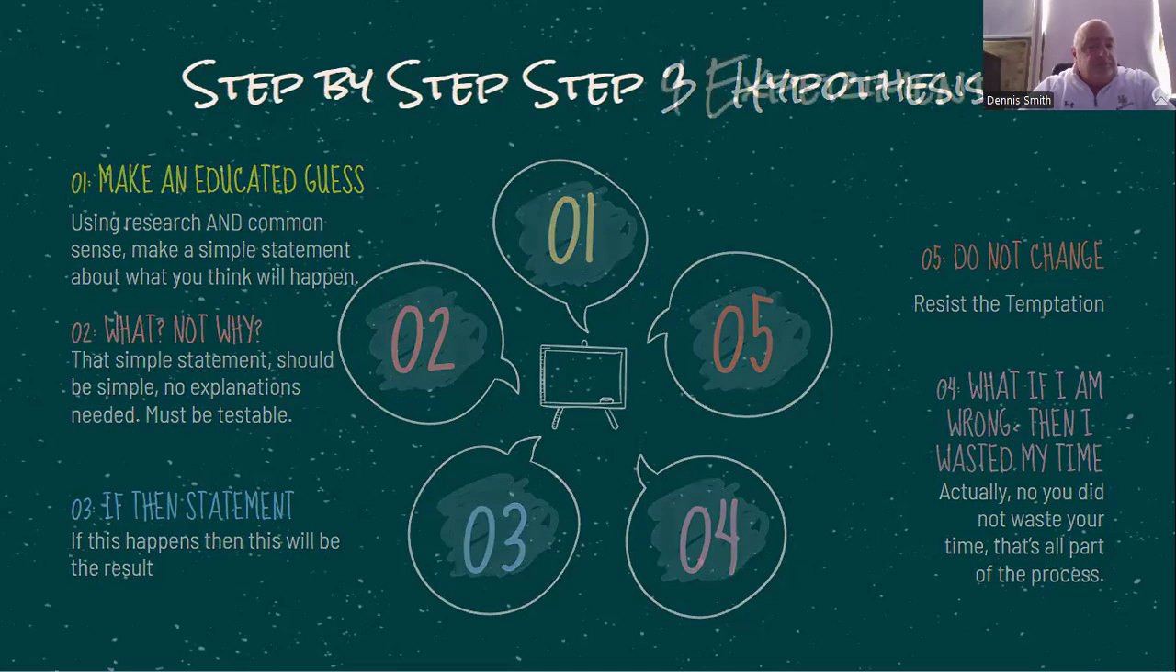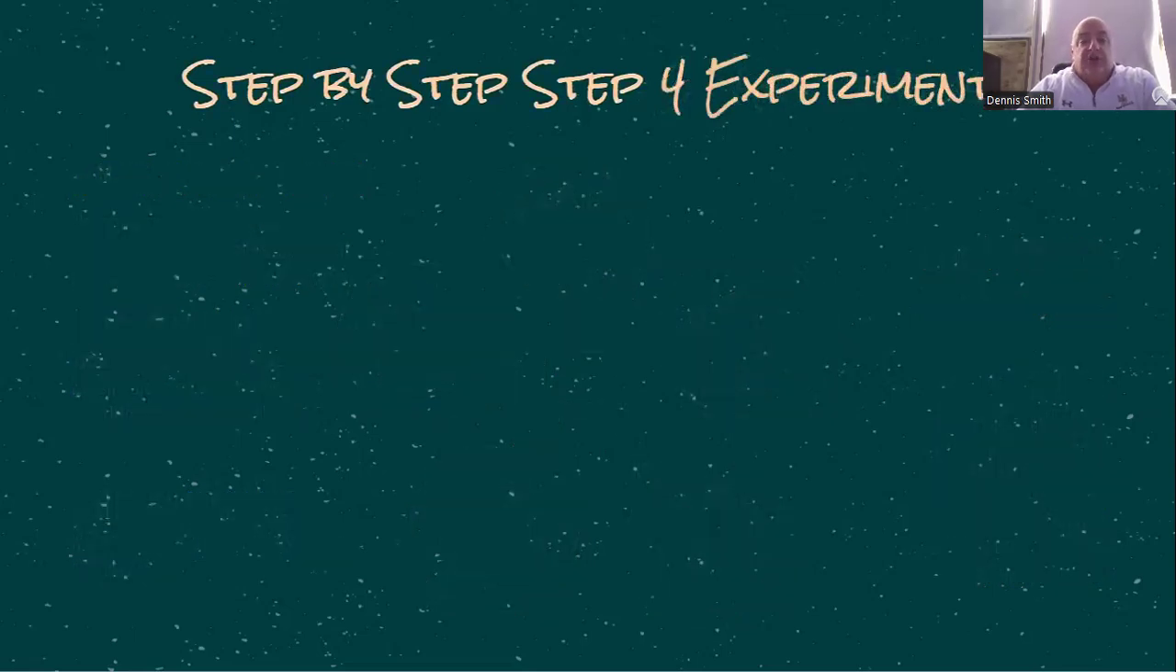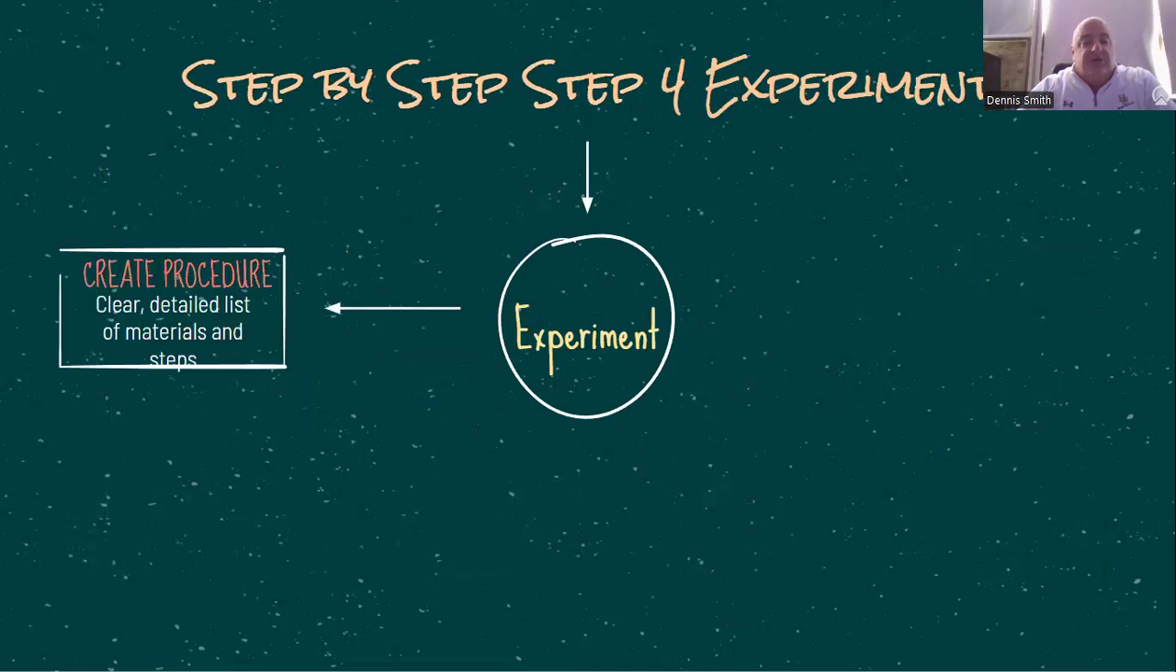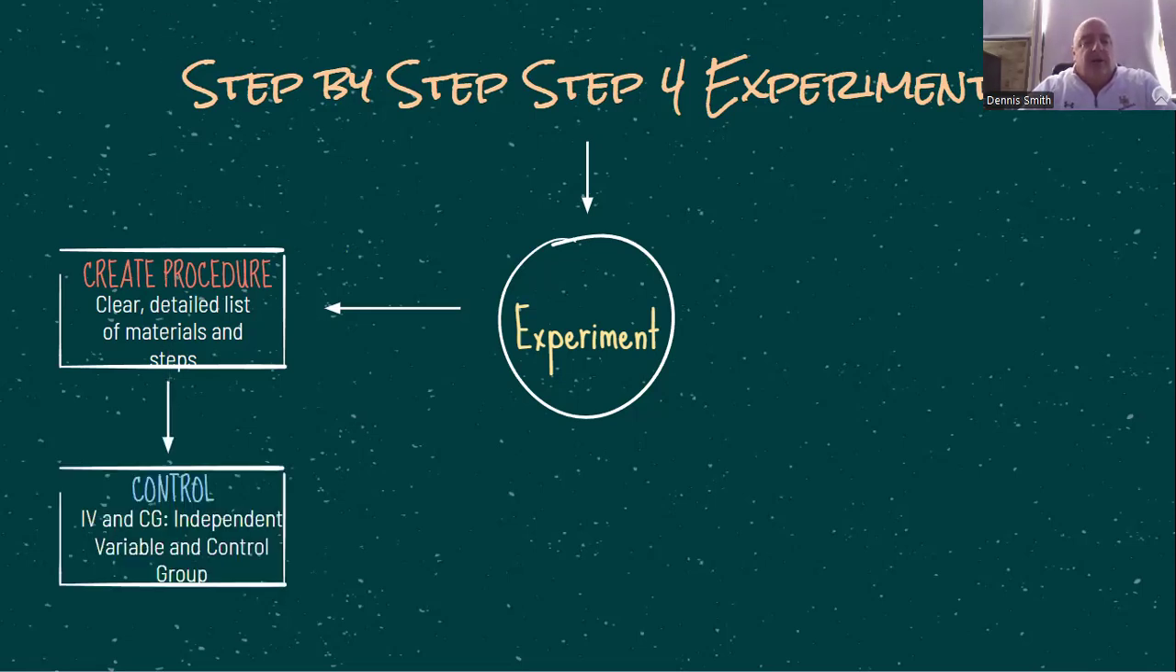That's all. All right. Step 4, your experiment. Here's your experiment. What's the first thing? You got to create a procedure and a materials list. It's a clear, detailed list of materials and the steps that you're going to follow for that experiment. Make sure you have your control pieces in place. Your independent variable and your control group. The independent variable are the things that you manipulate.